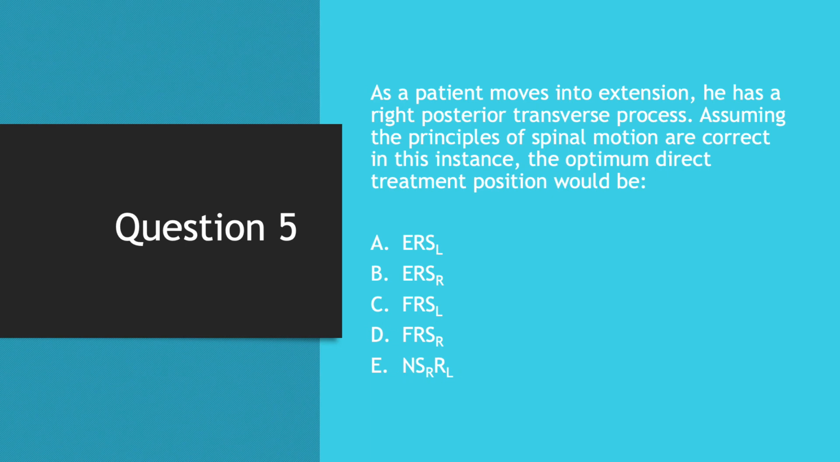As the patient moves into extension, he has a right posterior transverse process. So he's rotated right. Assuming the principles of somatic dysfunction are correct in this instance, the optimum direct treatment position would be. So we've got to come up with a diagnosis, and then we've got to come up with a direct treatment position. Okay? So if the patient is moving into extension and you find somatic dysfunction, it'll be flexed. So flexed, rotated right, side bent right. So our positional diagnosis is flexed, rotated right, side bent right. So the direct treatment position would be extended, side bent left, rotated left.